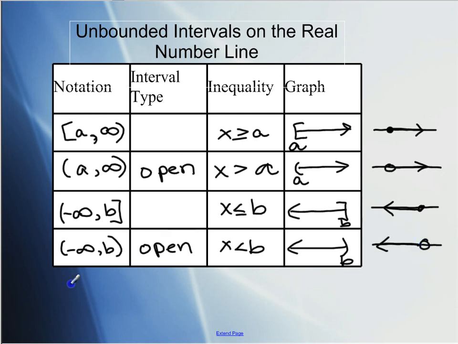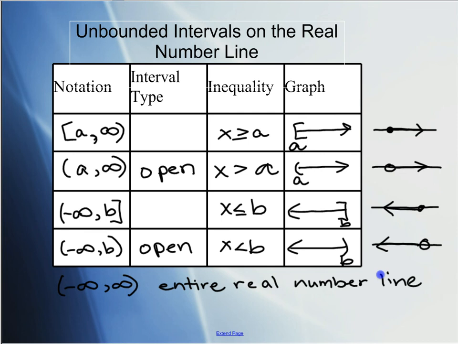We do have one more that I'm going to add here, and that would be negative infinity to positive infinity. This is actually the entire real number line. And you can write that as an inequality by saying negative infinity is less than x is less than positive infinity, and it's just the entire number line, just like that when you graph it.